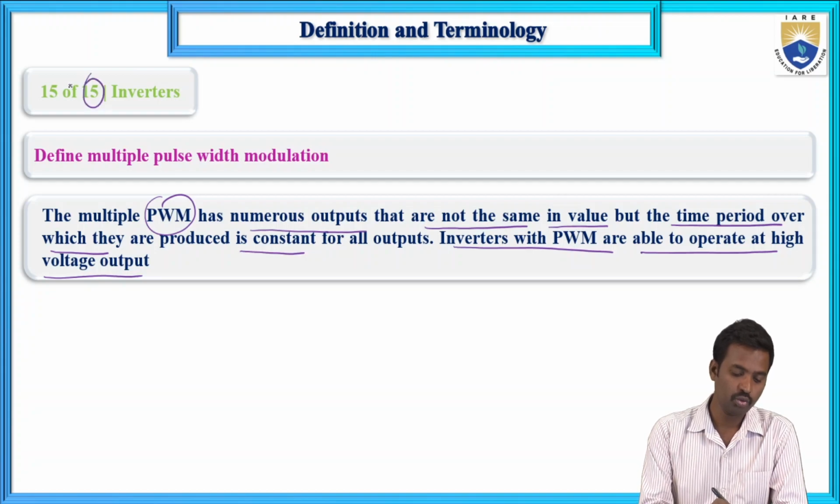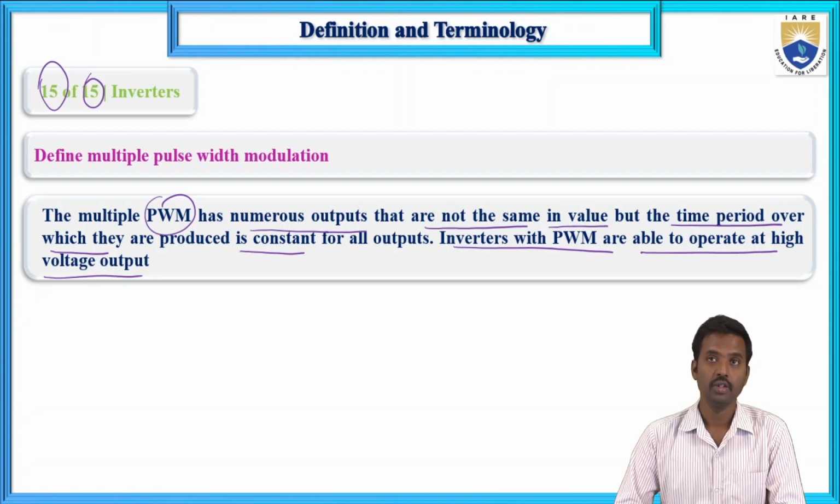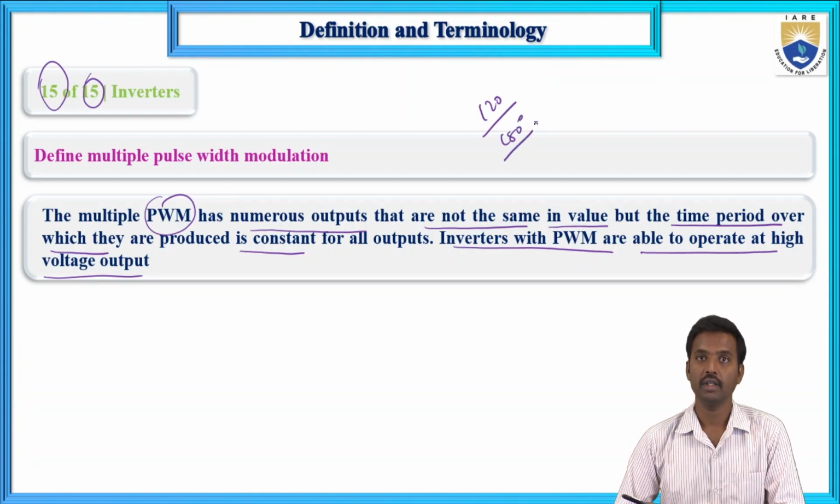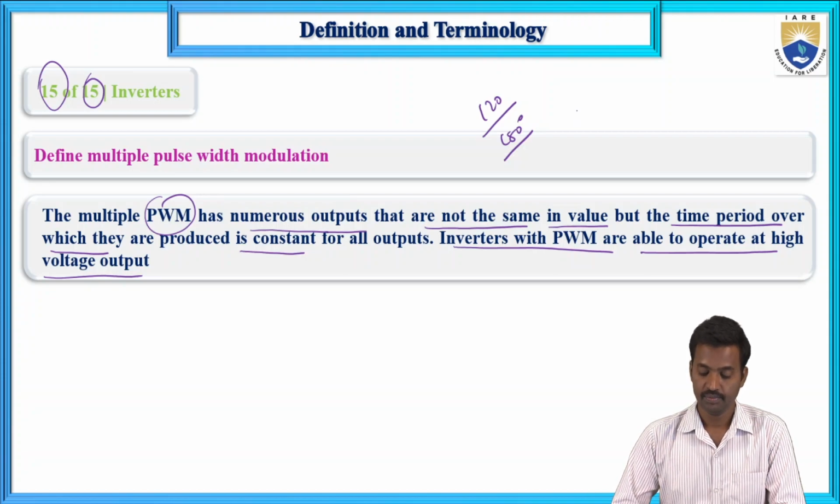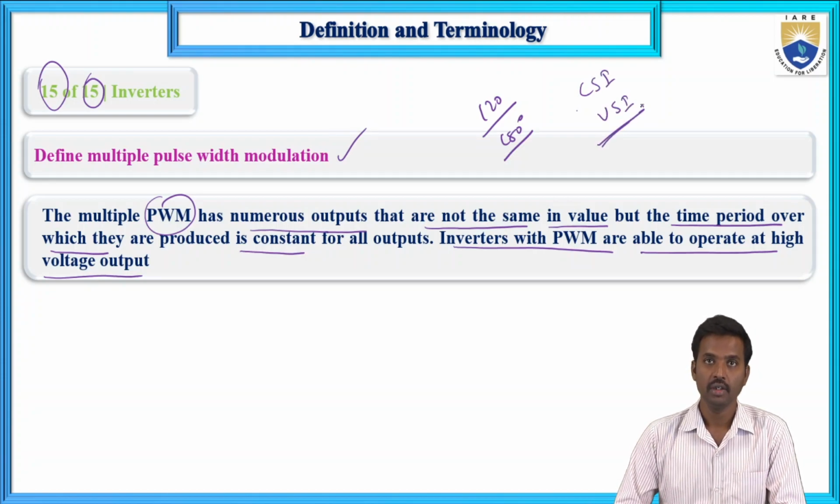So total 15 questions, 15 definitions and terminology. The main important things here are the 120 degrees conduction mode and the 180 degrees conduction mode. And next, series inverter, parallel inverter. Next, inversion definition, pulse width modulation definitions, and next current source inverter and voltage source inverter. So all these are important.